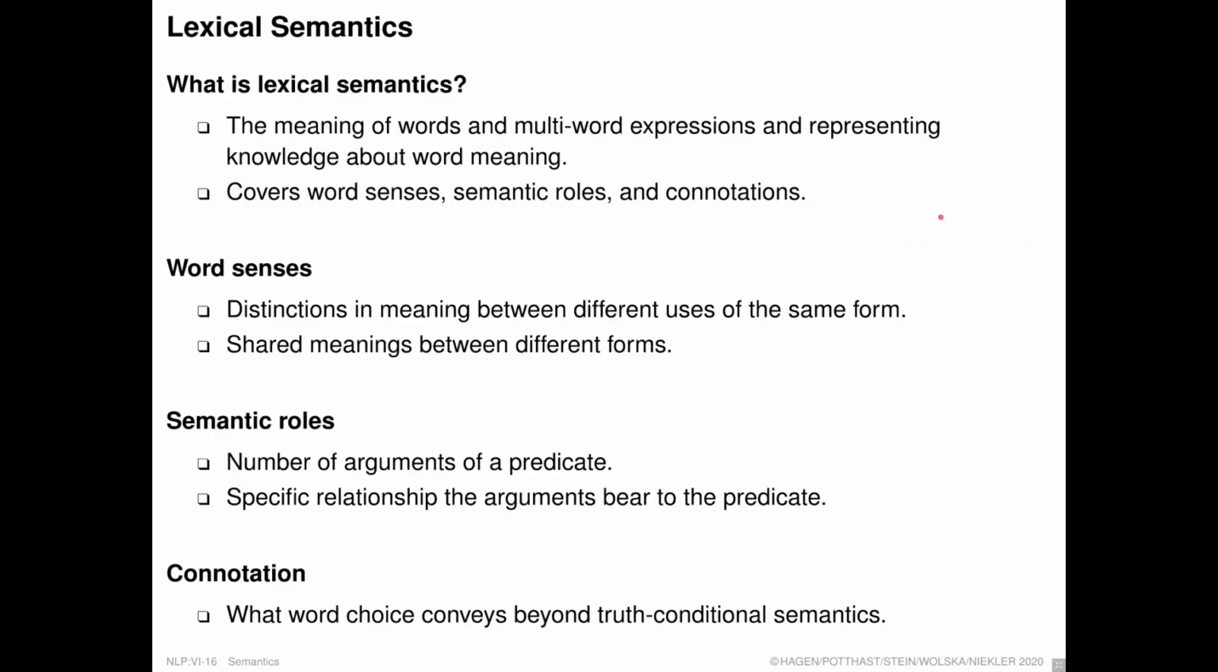Word senses are basically defined distinctions in meaning between different uses of the same form of the same word. And there may be shared meanings, of course, between different forms. So two different words may represent the same meaning. This is rather obvious. You can express the same thing with different words, and these words are referred to as synonyms.